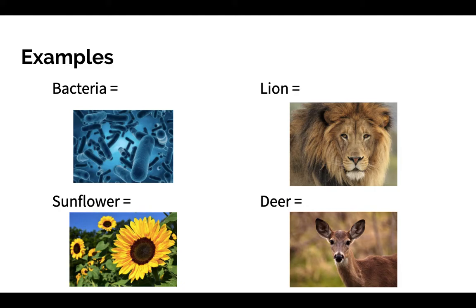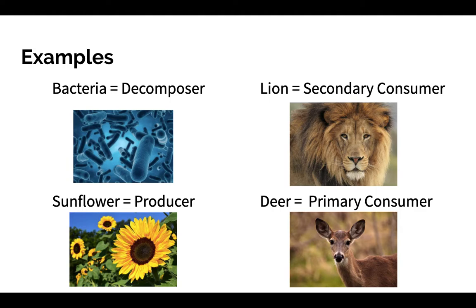Okay, let's see how you did. So again, our bacteria is the decomposer. The lion is the secondary consumer or the carnivore that eats other consumers. The sunflower is a producer. It makes its own food through photosynthesis. And the deer is a primary consumer because it eats producers or plants.